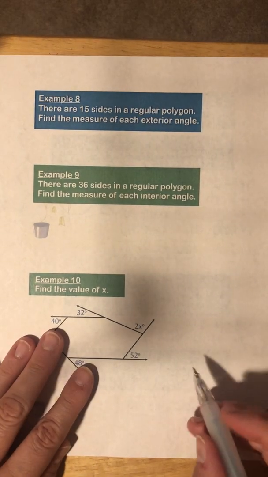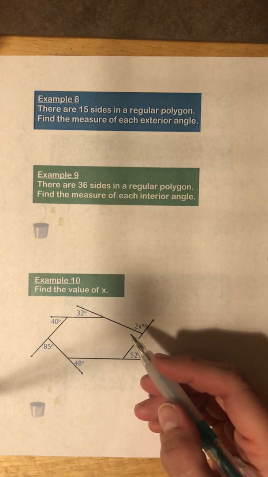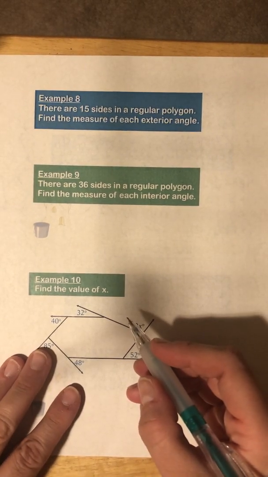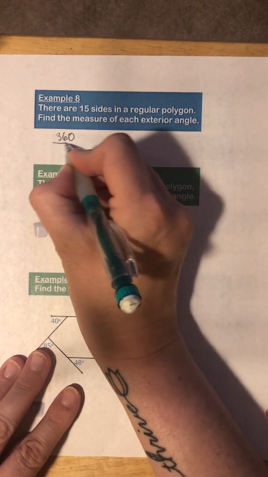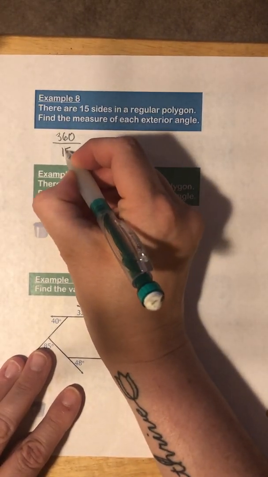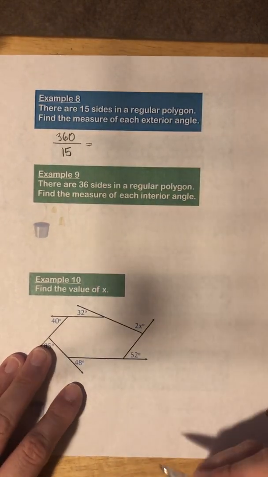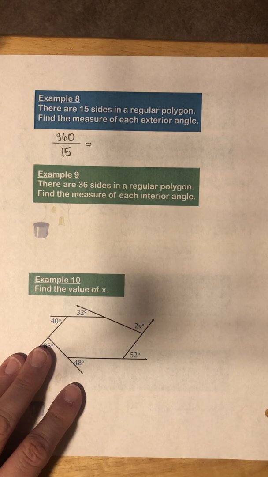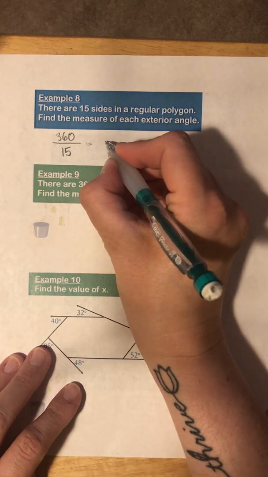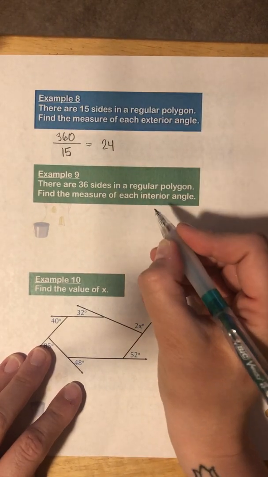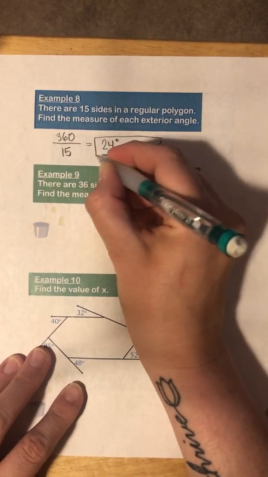Okay, so again, if there are 15 sides, that means there are 15 interior angles. There are also 15 exterior angles. What did we learn today about all of the exterior angles? They all add up to 360. So if I take 360 and divide by how many sides, how many angles there would be, that will tell me how much one single angle would be. So we've got 360 divided by 15, and it is going to go into that 24 times. So each exterior angle is 24 degrees.